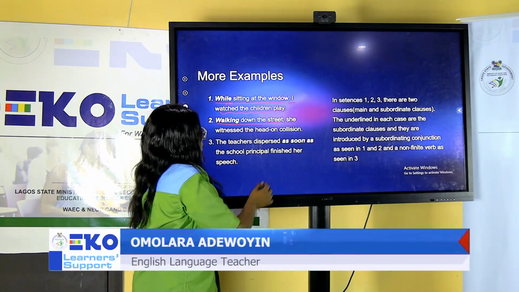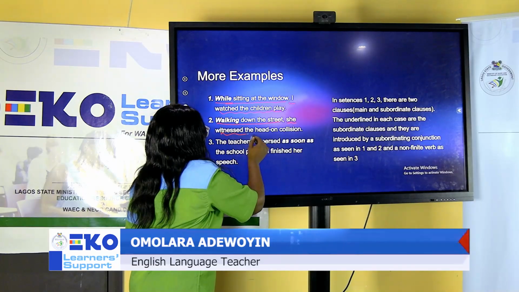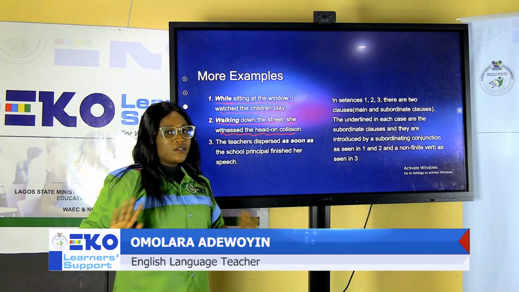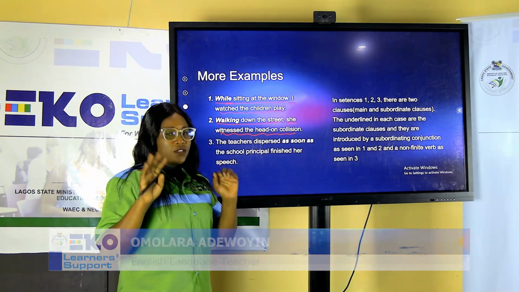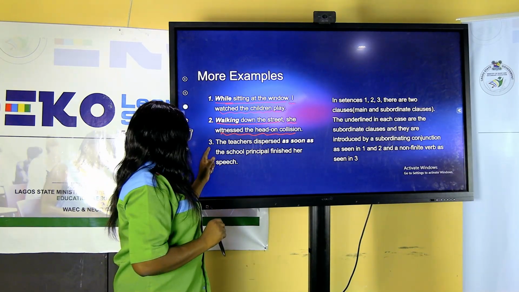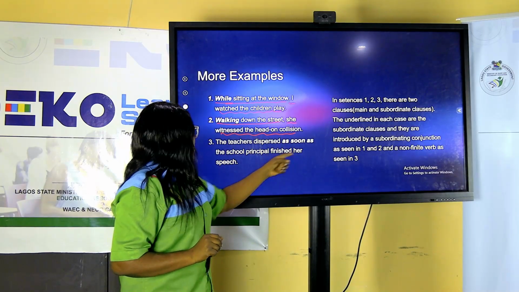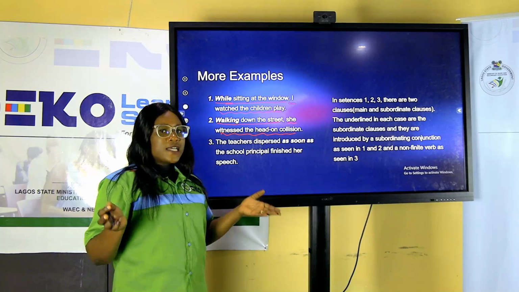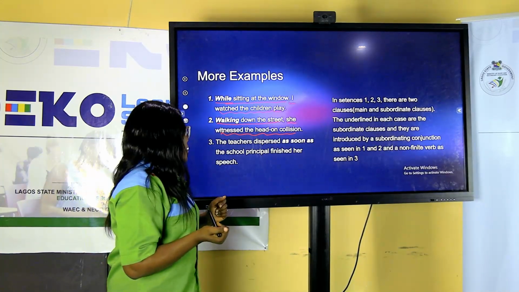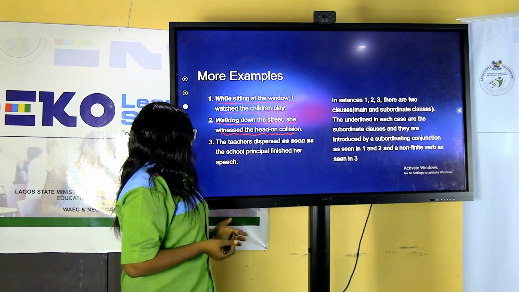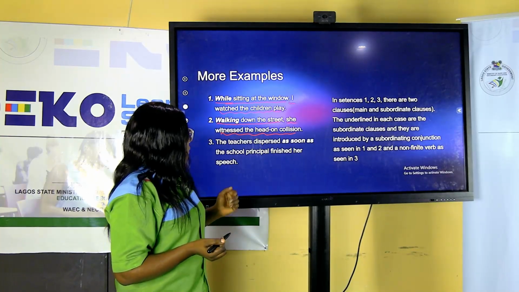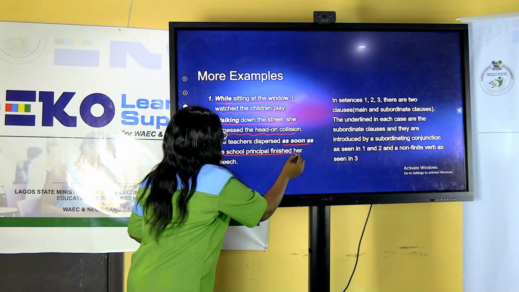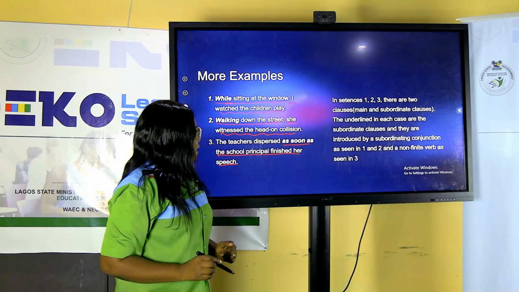Walking down the street, she witnessed the head-on collision. That is our main clause, and it can make complete sense on its own, with or without the subordinate clause. The teachers dispersed as soon as the school principal finished her speech. The teachers dispersed. Beautiful sentence. Complete expression. As soon as the school principal finished her speech is our subordinate clause or dependent clause.